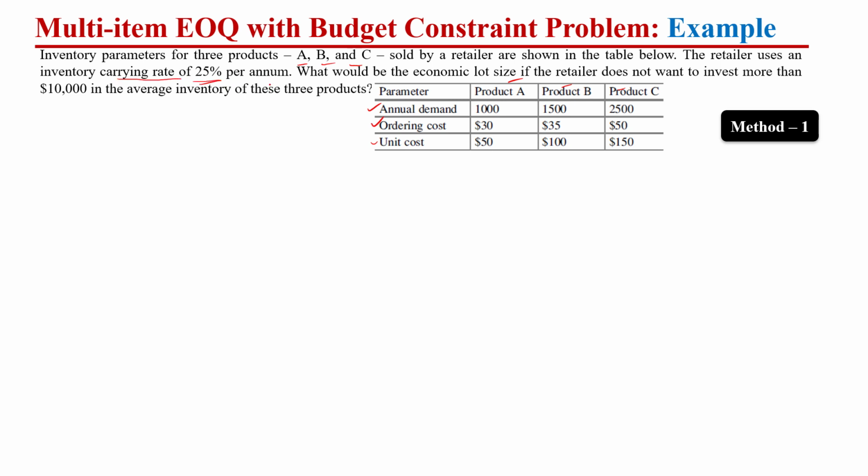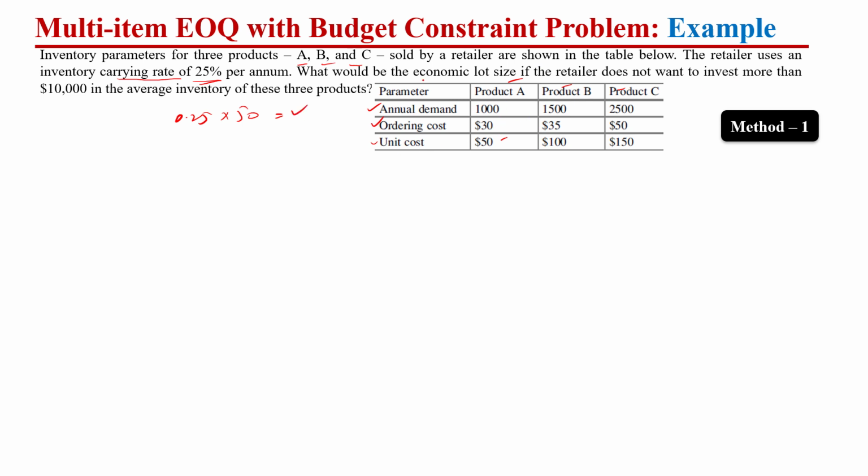So we can find out the carrying cost by multiplying this inventory carrying rate, or the interest rate, 25%, by the unit cost. We would be able to get the carrying cost. So you can do that. That is, let's say for product A, this is 0.25 multiplied by 50, I will get the carrying cost for product A.